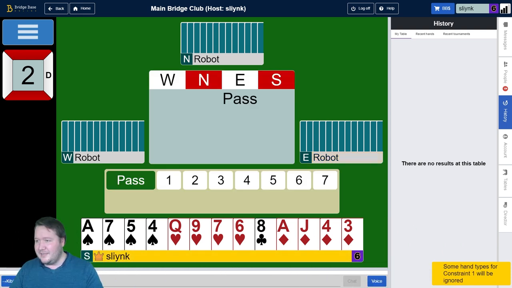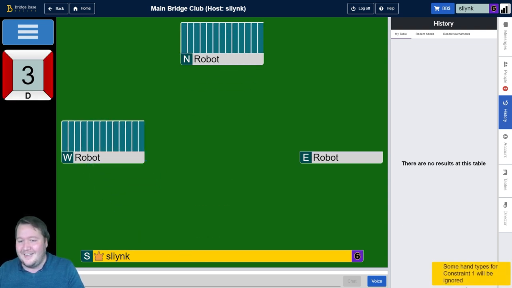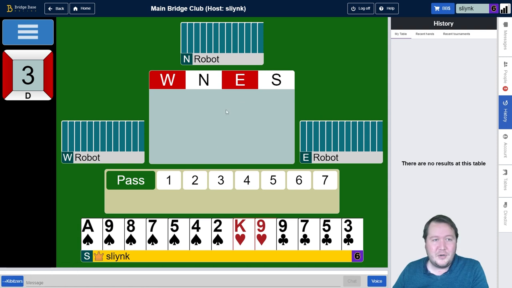I'll jump over here, but you might have missed it. When I click redeal, it says some of the hand types for constraint one will be ignored. I literally just said, come on, just give us some of these high card points. That's all I actually did there. So that's BBO bidding practice.